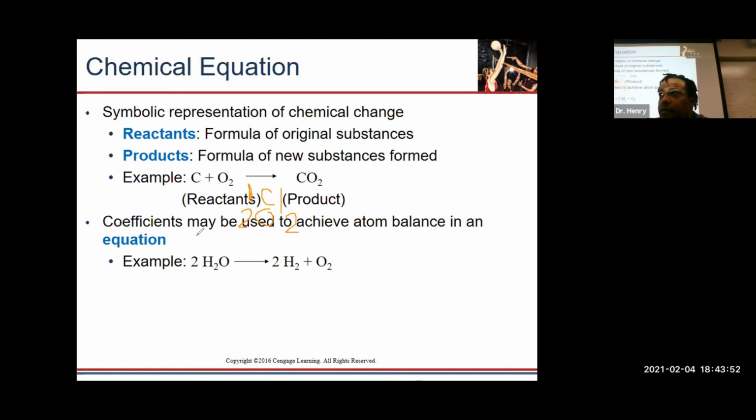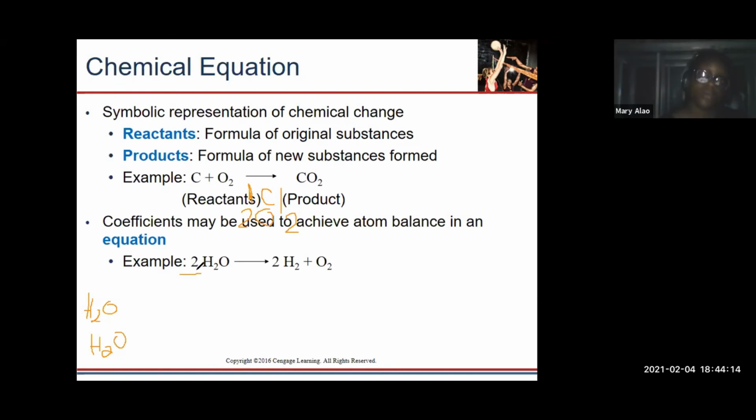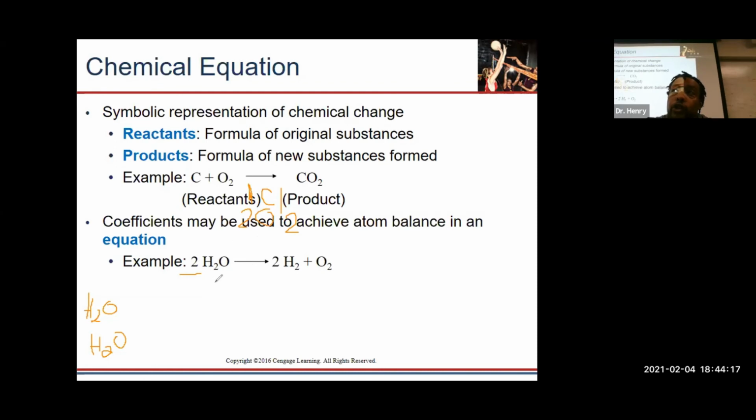Okay, so let's go down here. So we have 2. This number here represents a coefficient. That means that we have 2 water molecules, so we have H2O and H2O. The coefficient means that we have 2 water molecules. If we break that down using a chemical reaction, we're going to end up with 2 hydrogen gas molecules and 1 oxygen gas molecule. If we look at it to see if it's balanced, it is.